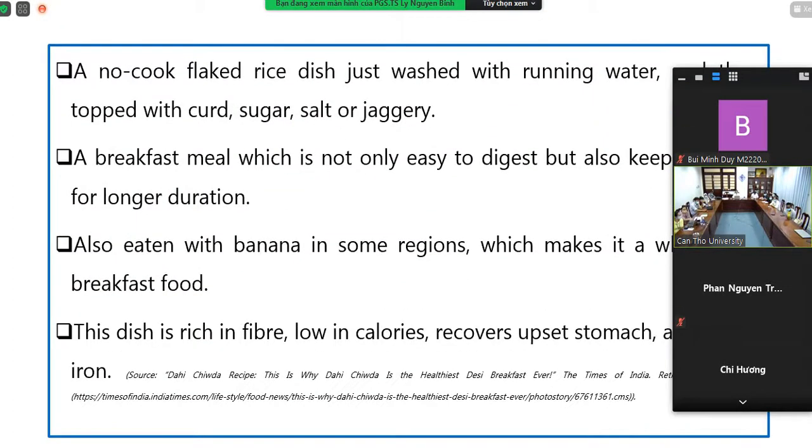A no-cook flaked rice, we can just wash with running water and then add curd, sugar, salt, or jaggery, which is a breakfast meal, and it's very easy to digest, and it keeps a person full for a longer duration. Farmers in my region, most of the time their breakfast is this, because the whole day they work in the field. It is also eaten with banana in some regions, which makes it a wholesome breakfast food. This dish is rich in fiber, low in calories, relieves upset stomach, and is rich in iron.